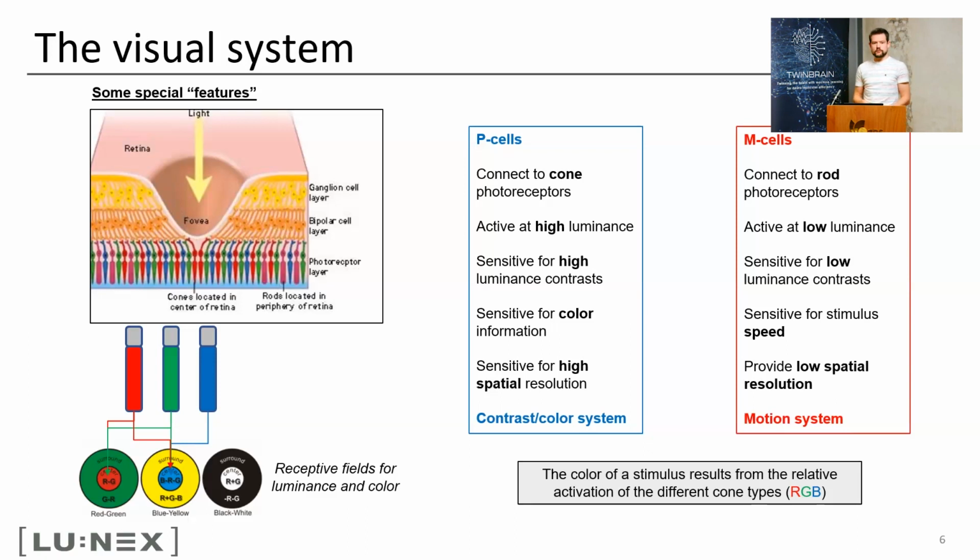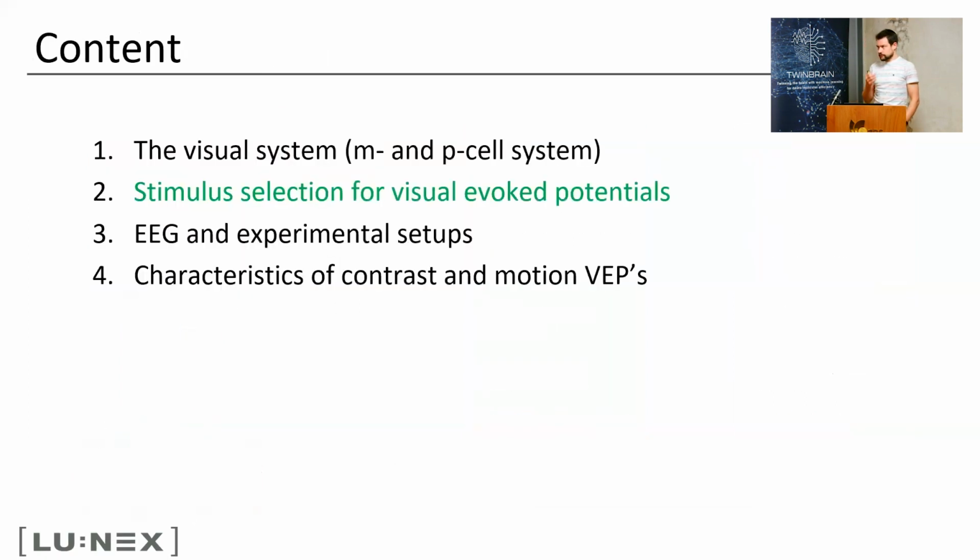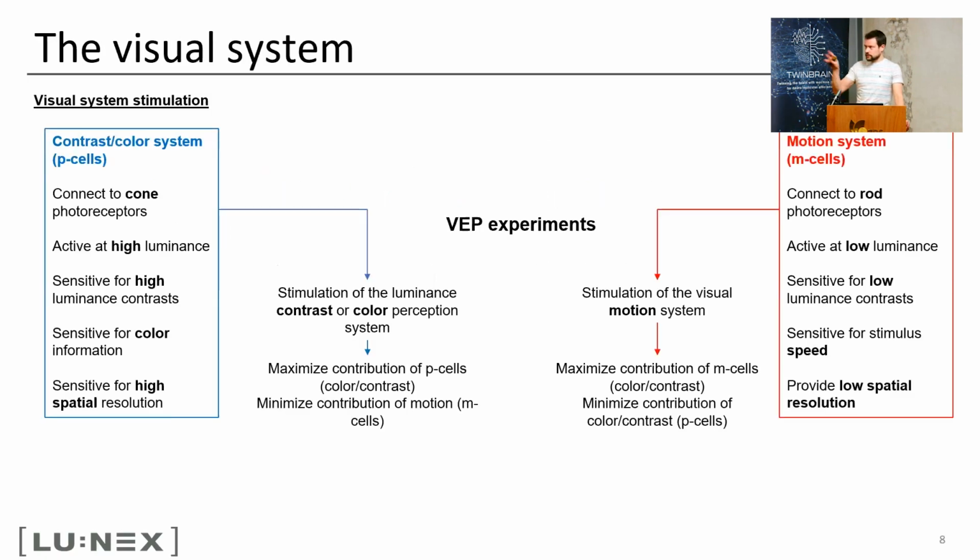So just a quick overview of what happens on the retinal level. I will not go further into detail. However, just to make clear what the structural and functional characteristics are that drive the selection of the visual stimuli. So let's go a step further and talk about what stimuli we need to later get a visual evoked potential. What we ended up with is basically this part here we discussed: the contrast and color system with the P cells and their characteristics, and the same for the motion system.